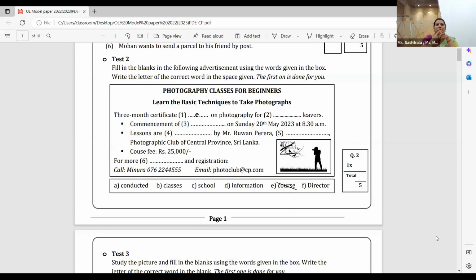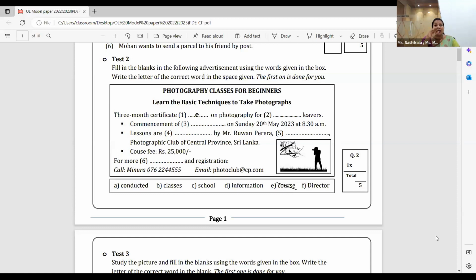3-month certificate course on photography for whom? Leavers. It has to be school leavers. School leavers. C. Commencement of classes. I told you, commencement means beginning. Commencement of classes on Sunday 20th May 2023 at 8 a.m.